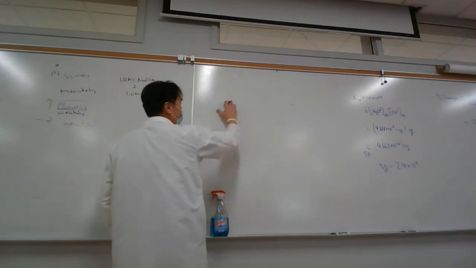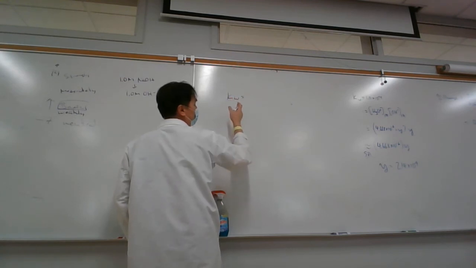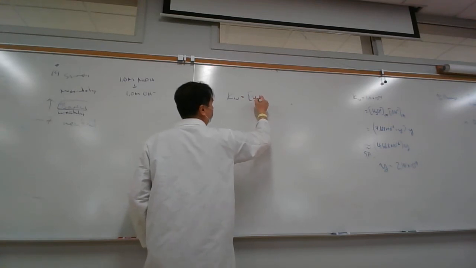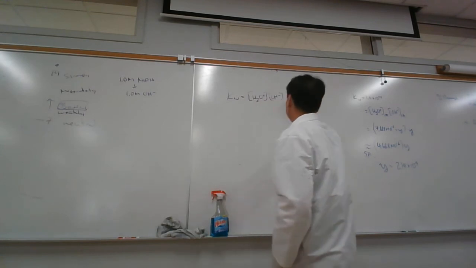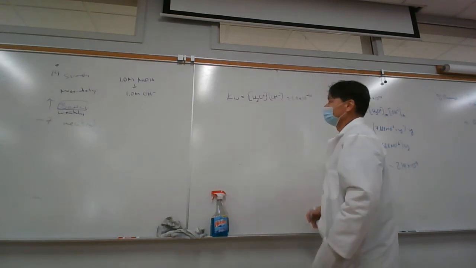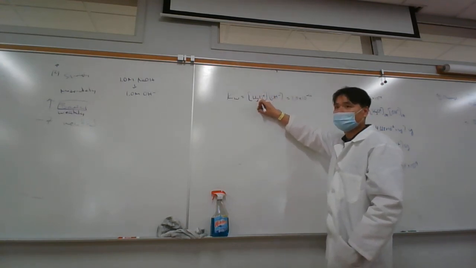We'll get something like this. Now, Kw always holds, whether it's pure water, an acid, or base solution. The hydronium and hydroxide will be in a seesaw relationship. It's always going to equal 1.0 times 10 to the minus 14 at 25. So if the hydroxide shoots up, the hydronium must shoot down.